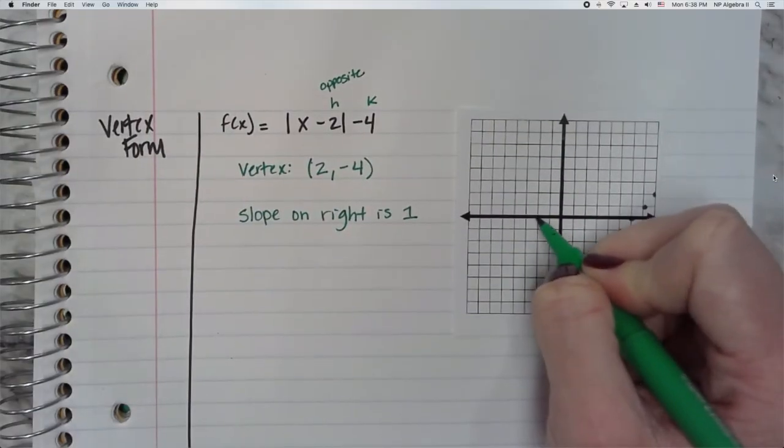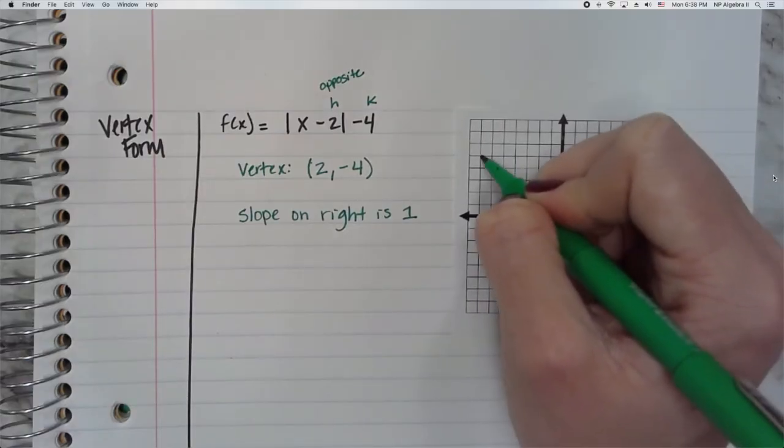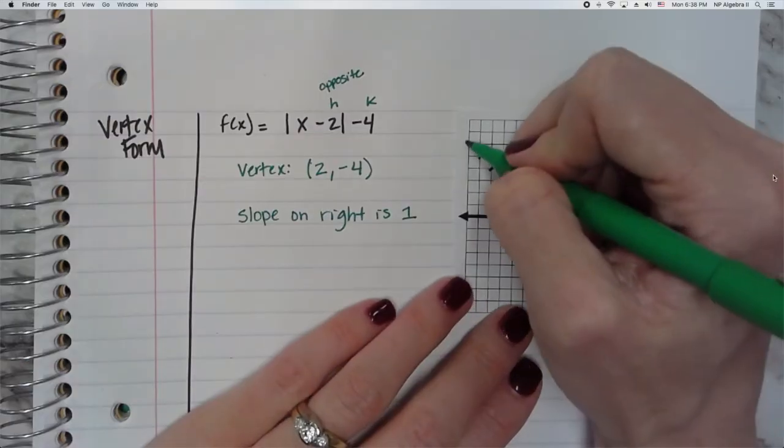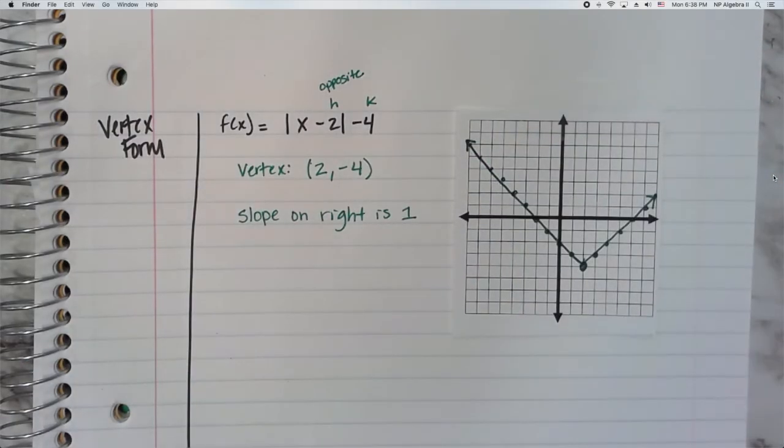Again, we're trying to make that V shape. If it's not ending up like a V, we did something wrong. Connect the dots. Boom, boom. And boom, boom. Don't forget, you have to make those sound effects.